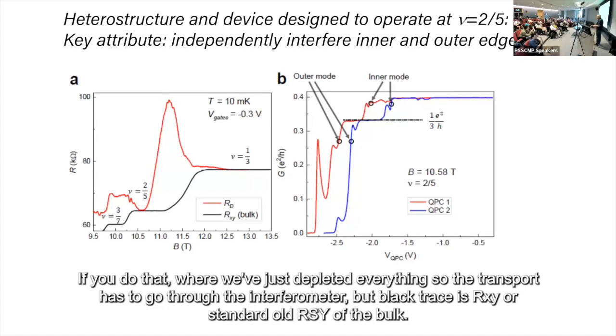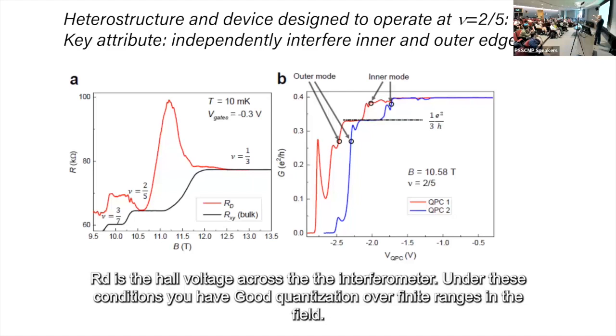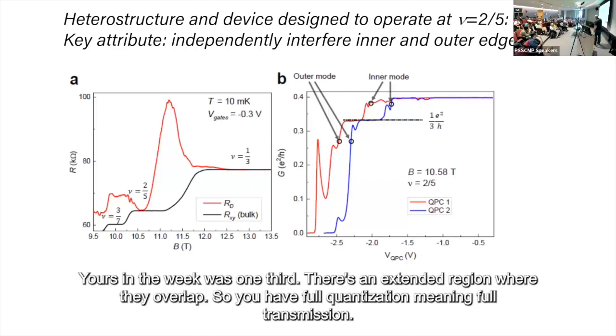trace is RXY, your standard old RXY in the bulk. RD is the Hall voltage across the interferometer. And under these conditions, you have good quantization over finite ranges in field. Here's nu equals 1/3. There's an extended region where they overlap. So you have full quantization, meaning full transmission.